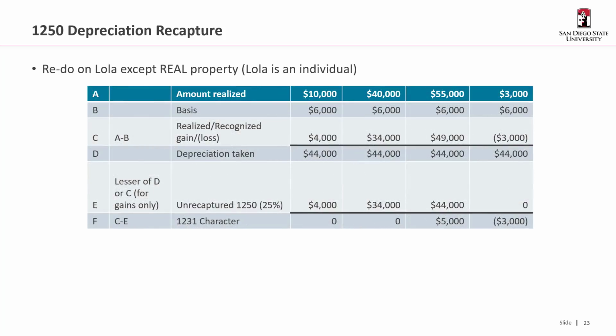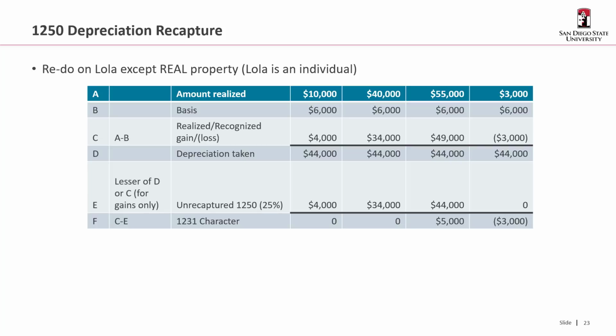All right, let's look at our first column. So she sells it for $10,000. Her basis is $6,000. She has a recognized gain of $4,000. The depreciation taken was $44,000. And you can see that the amount of depreciation that was unrecaptured is all of the depreciation. And as a result, she's going to treat that gain as unrecaptured Section 1250 gain taxed at 25%.